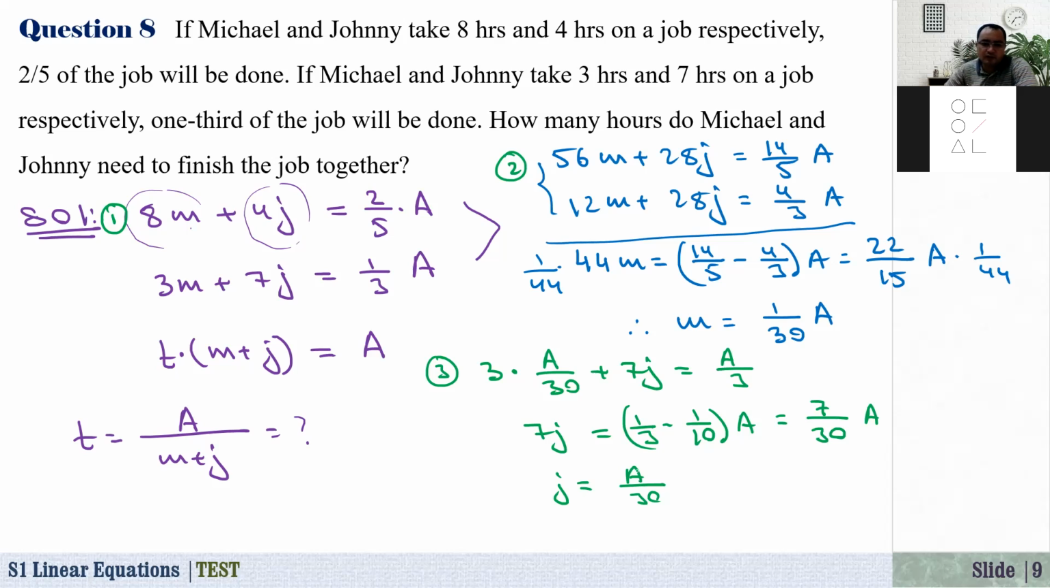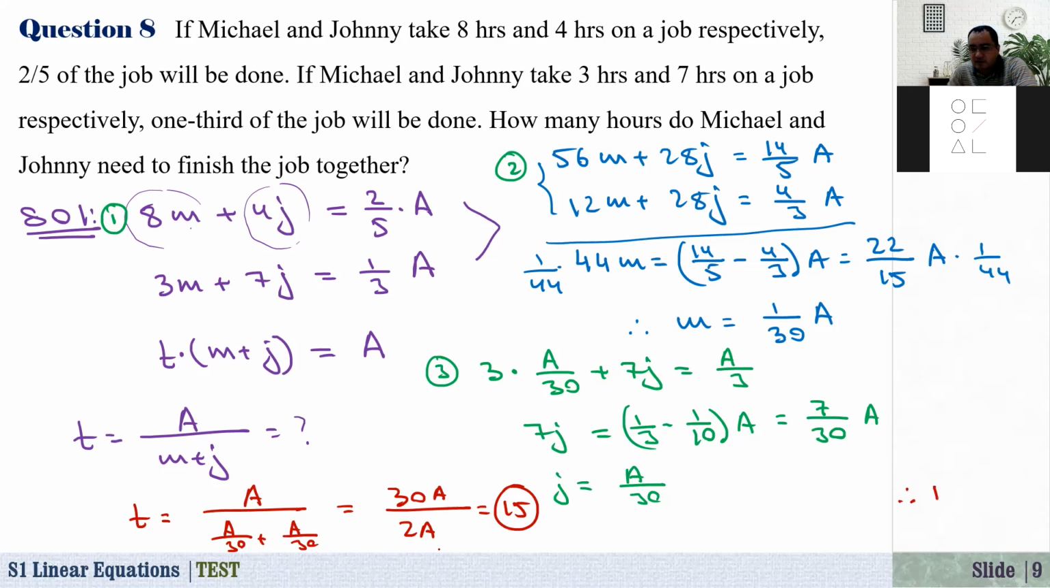Now from here, what is T? T is equal to A over M plus J. What is M? A over 30. What is J? A over 30. Multiply numerator and denominator by 30. It is 30A over A plus A, which is 2A, which is equal to 15. So that means that if they work together, in 15 hours they can complete the job. The answer is 15 hours.